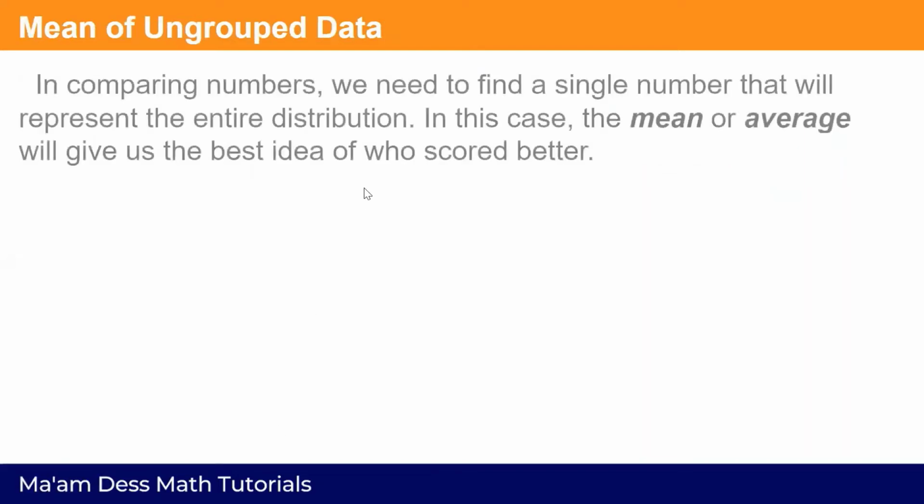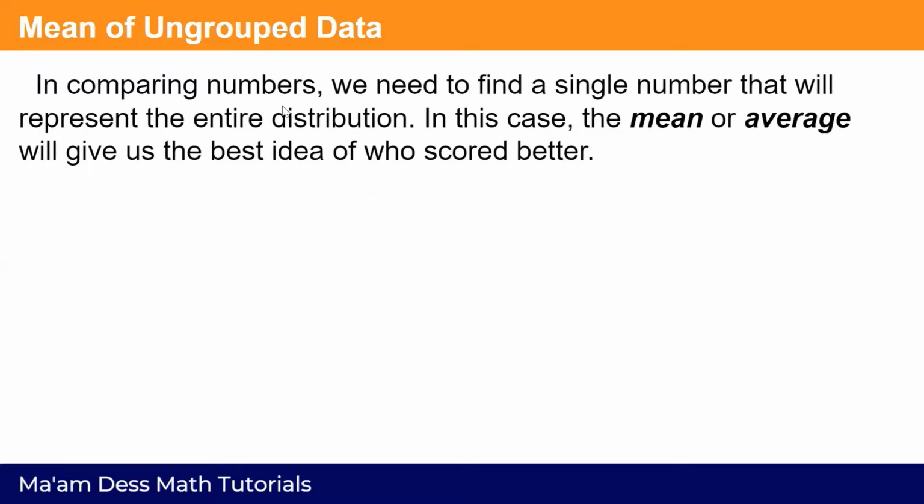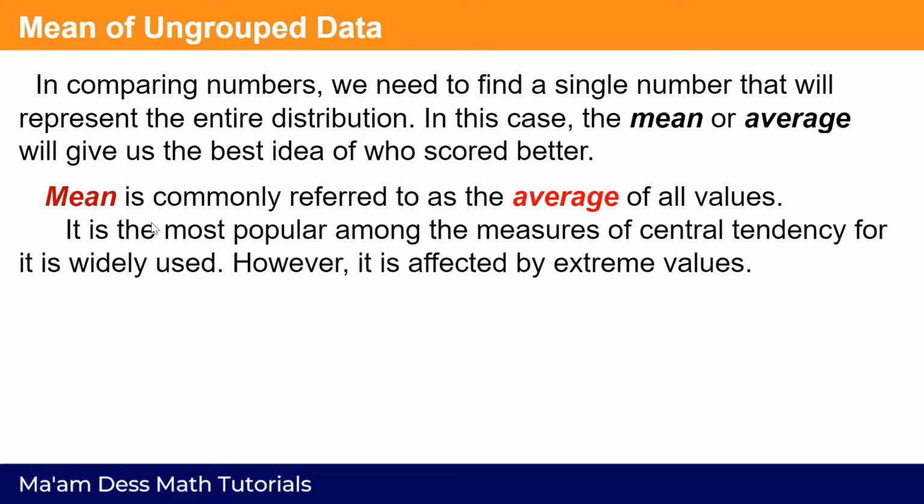Let us have the mean of ungrouped data. In comparing numbers, we need to find a single number that will represent the entire distribution. In this case, the mean or average will give us the best idea of who scored better. Mean is commonly referred to as the average of all values. It is the most popular among the measures of central tendency, for it is widely used. However, it is affected by extreme values.